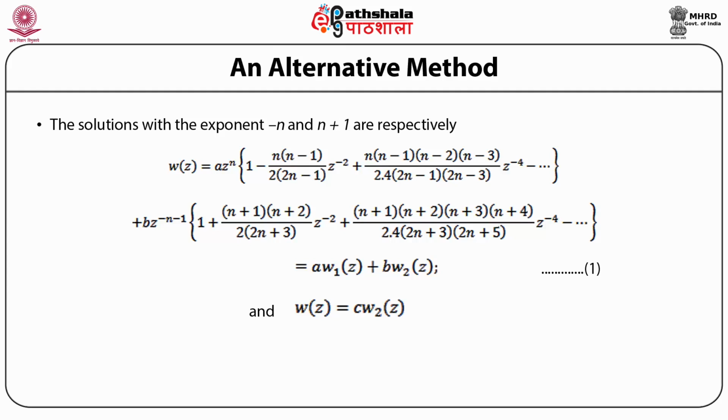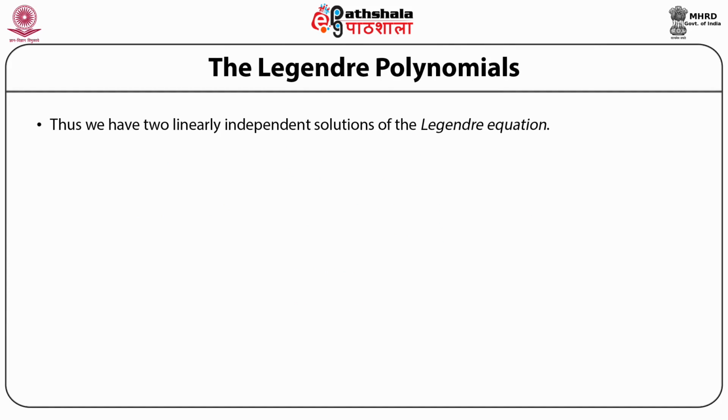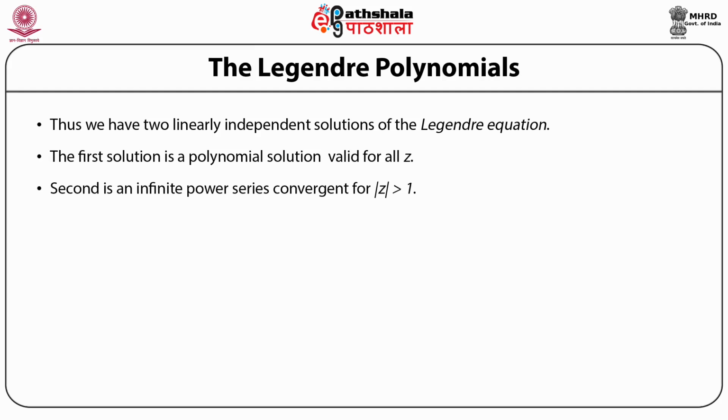So, w of z is equal to a times w1 of z plus b times w2 of z, and w of z is given by c multiplied by w2 of z. Thus, we have again found two linearly independent solutions of the Legendre equation. The first solution is a polynomial solution and is valid for all z, while the second is an infinite power series convergent for mod of z greater than 1.